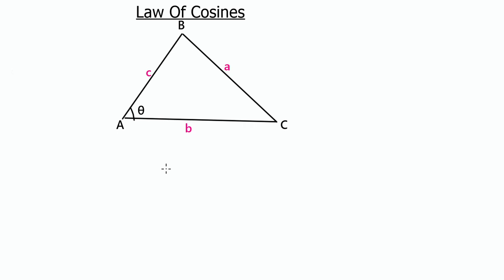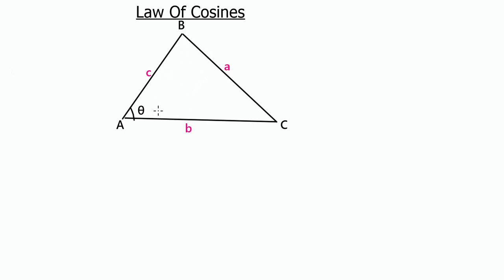What is the law of cosines in a general triangle? Let's understand. There is a triangle ABC here. It is a scalene triangle. So we have to find out the relation between the side lengths a, b and c.